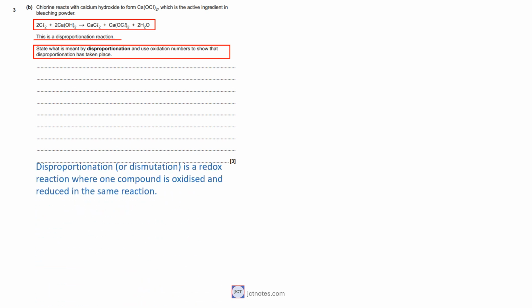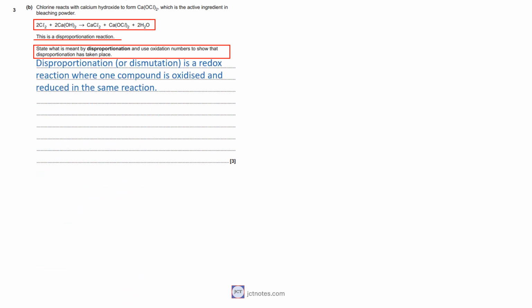Disproportionation, or dismutation, is a redox reaction where one compound is oxidized and reduced in the same reaction. To explain the disproportionation, we need to refer to the oxidation numbers. Let's find these numbers. Chlorine atom in the molecular chlorine has an oxidation number 0 as it is in its natural form. In the calcium chloride, the calcium has an oxidation state +2, as the calcium chloride is neutral. Both atoms of chlorine compensate the +2 of the calcium, making the oxidation number of each chlorine -1.